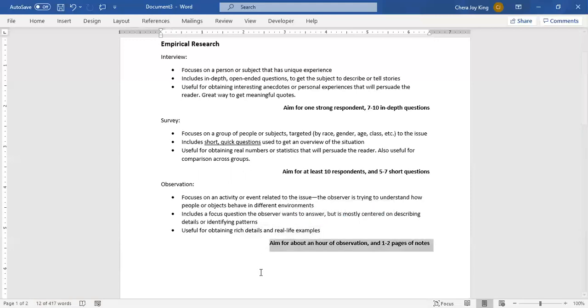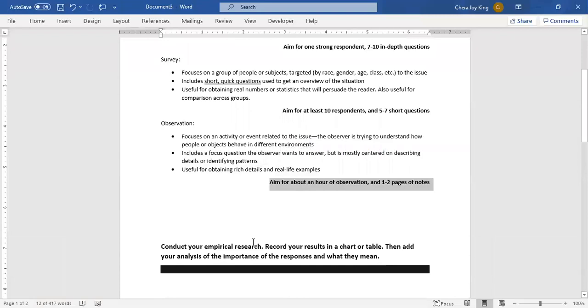So when you're doing this, you should aim for about an hour of observation and about 1 to 2 pages of notes. So what you're going to do tonight is actually conduct your empirical research. I'd like you to record your results or your chart in a table. And if you have questions about that, please bring them to class today so that we can talk about exactly how that looks.